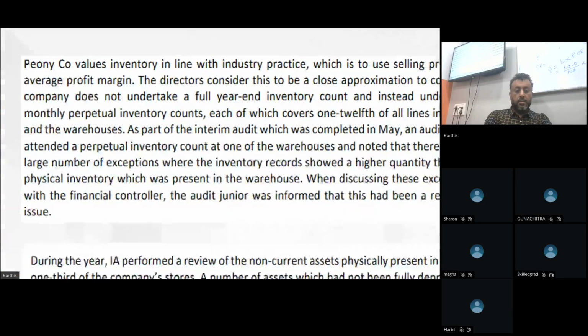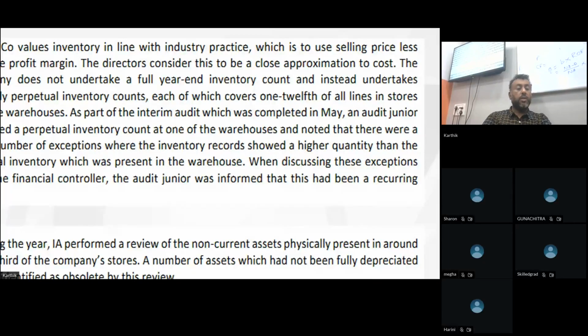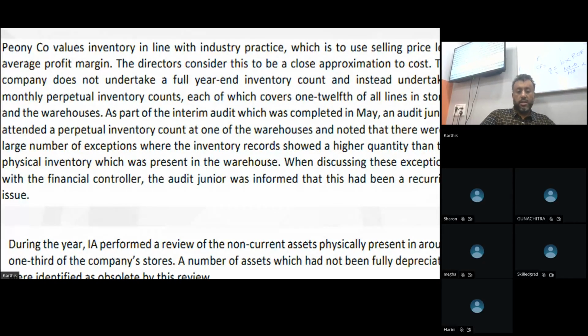Then they do not undertake a full year-end count, instead they undertake a monthly perpetual inventory count. What is perpetual inventory count, Tanisha? What is the other word for perpetual? English word? Continuous. They keep on doing it continuously. Perpetual means they keep doing it continuously and checking it.